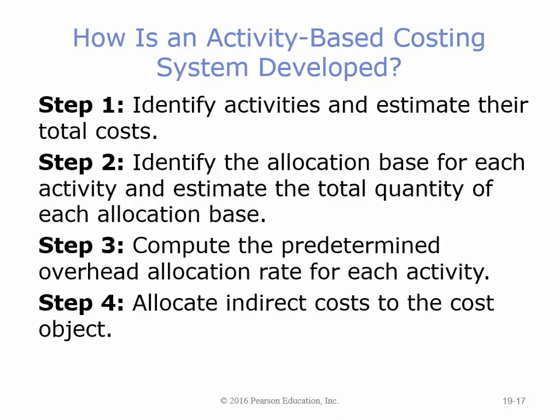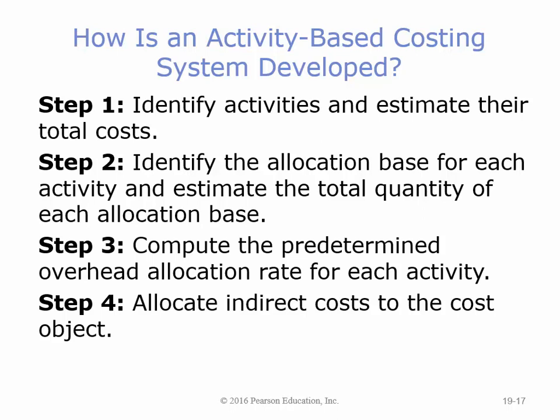Step 1, identify activities and estimate their total costs. In a book problem, that's usually going to be laid out for you. Okay? In real life, it's a matter of walking through the process of producing and selling the product and saying which of these are production costs and which are sales costs, separating off sales costs because they'll be period costs. And then saying of the production costs, what are the processes and how do they consume overhead?